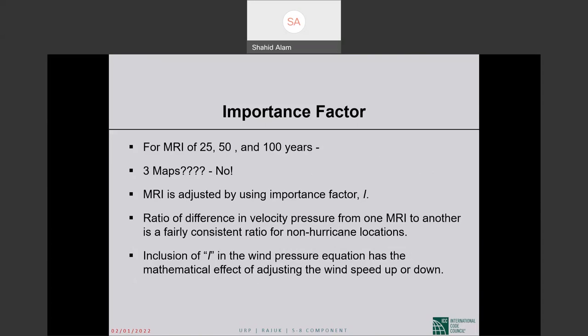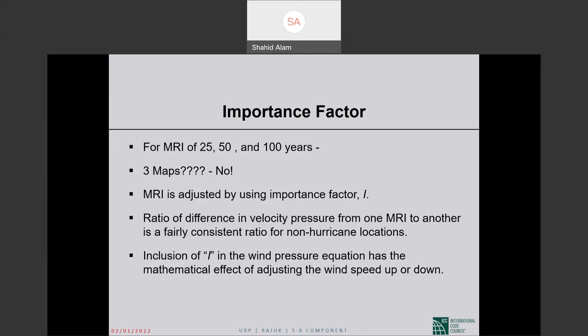Back then, the answer was no. When I say back then, from 1972 through 2005, the answer was no. We don't need 3 maps. That changed in ASC 7-10. But again, we won't go there. Okay. So the return period is adjusted by using an importance factor I. We have one map, 50-year return period wind speed map.